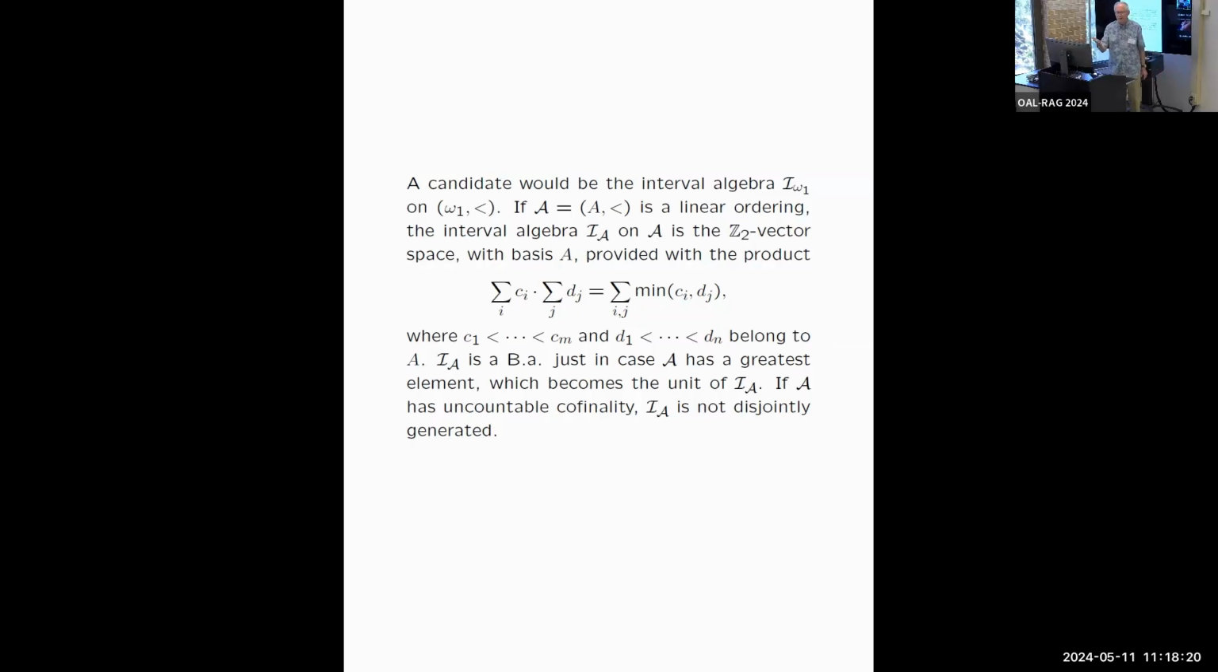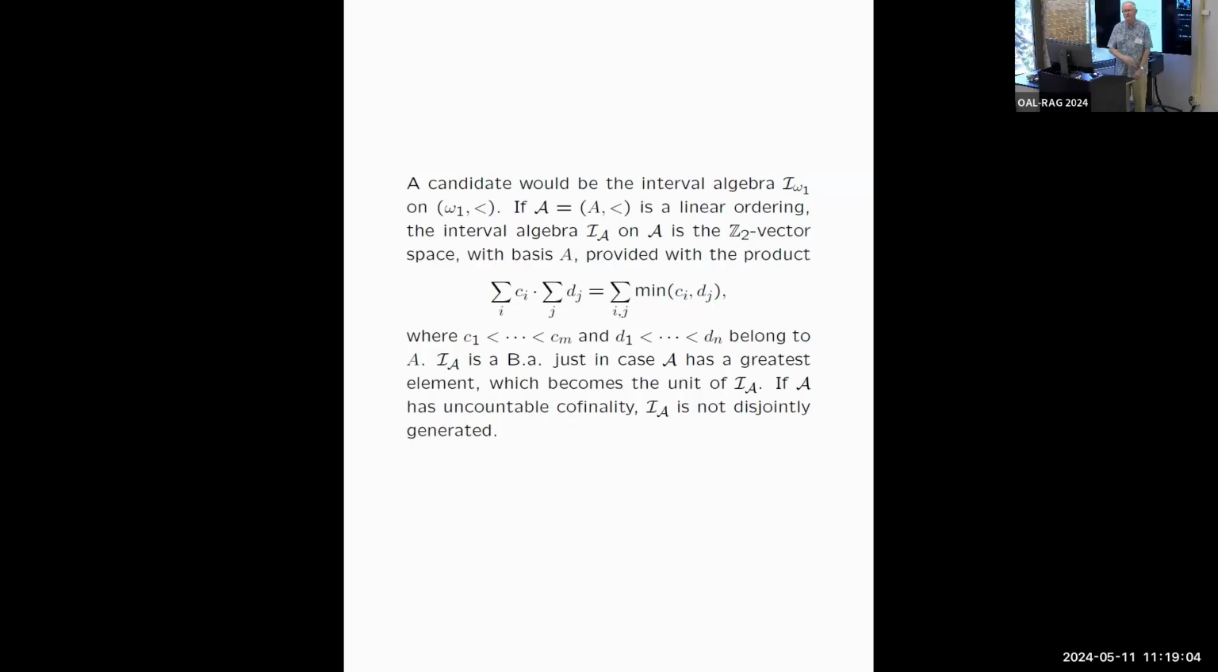It's a Boolean algebra just in case the linearly ordered set you started with has a top element, which becomes the unit of the Boolean algebra, the Boolean ring. And why are these called interval algebras? This sort of thing was isolated first by Mostowski and Tarski in a paper of 1939. It turns out you can represent the elements of this interval algebra as disjoint sums of certain special kinds of intervals in the ordered set. That's where the term interval algebra comes from, and in fact, that representation is sometimes convenient to use.